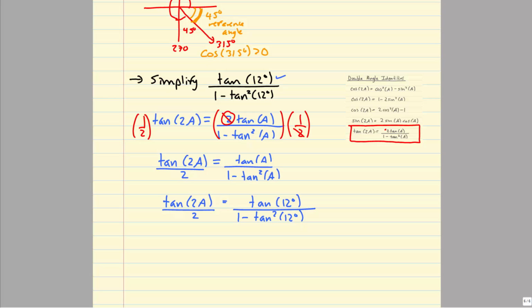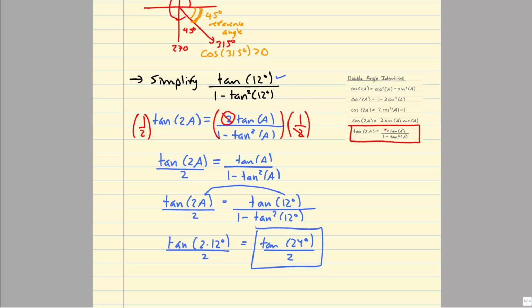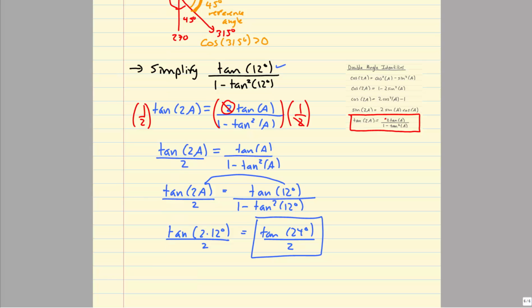So what this means then is 12 degrees is equal to a. So I have the tangent of 2 times 12 degrees over 2. So this is the tangent of 24 degrees over 2. Now I can't cancel the 2 into the 24 degrees because the 24 degrees is inside the argument of the trig function, and I can't just arbitrarily multiply and divide that argument with any numbers outside. It all has to take place within the argument of the trig function. So that was an example of simplifying.